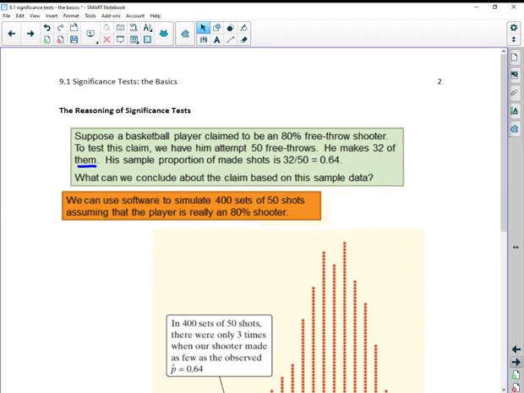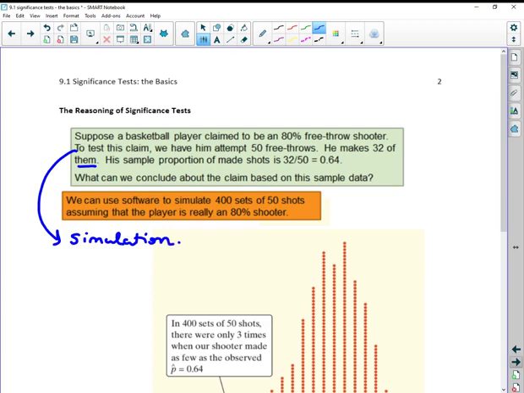the reasoning behind significance tests: if I have a basketball player and they claim to be an 80% free throw shooter, then I might want to test this claim using something like what we used in previous units, simulation.